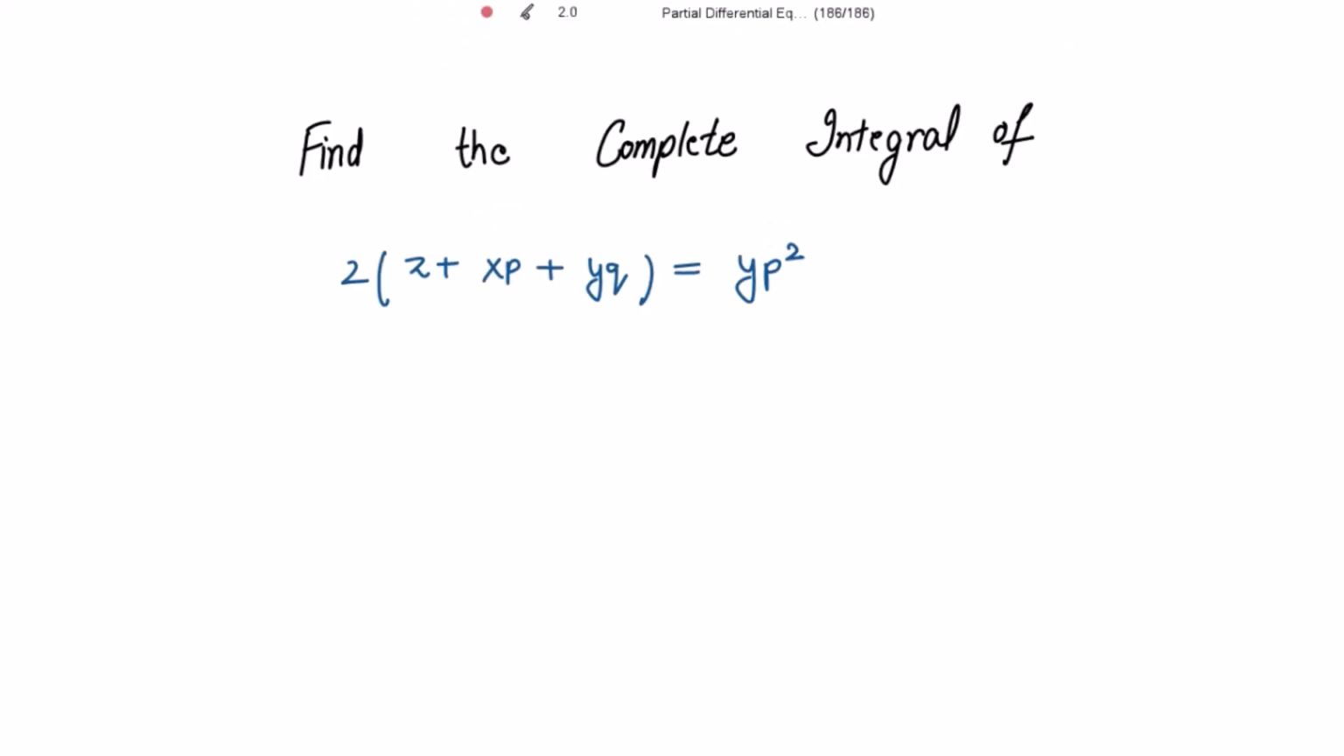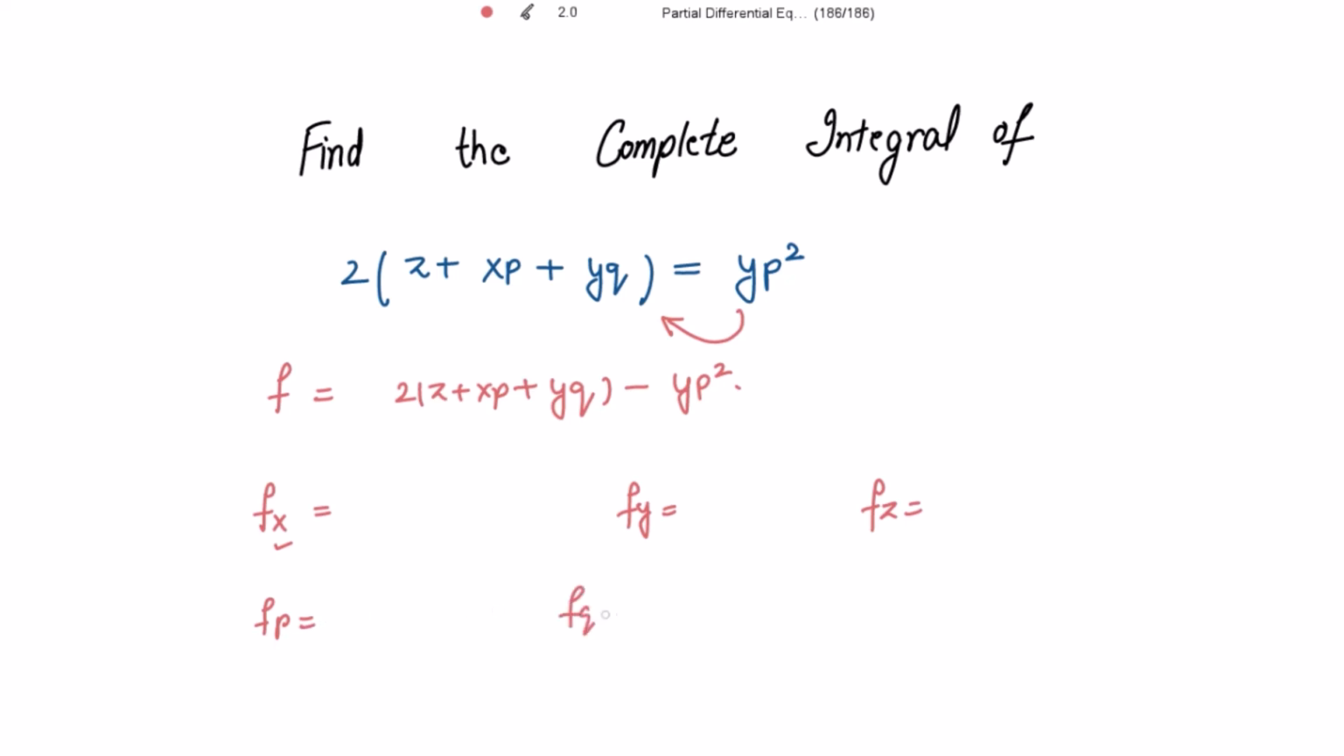Find the complete integral of this equation. For that, let's take f to be equal to, taking yp squared to the left hand side, 2z plus xp plus yq minus yp squared. Because we are going to use Charpit's auxiliary equations, we need to get fx, that is the derivative of f with respect to x. Then we also need fy, fz, fp and fq.